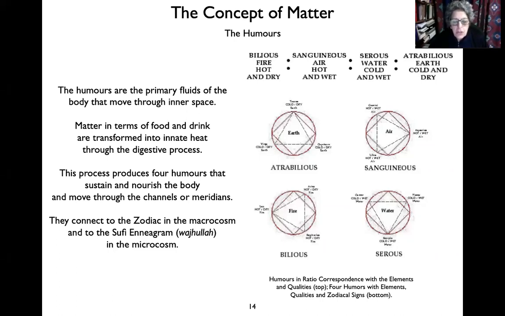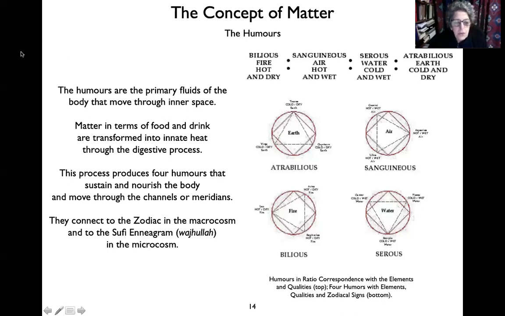But in the traditional world, and also in Ayurvedic medicine and Chinese medicine, these are still very important elements that need to be considered by the dietitian, by the person who's diagnosing the illness, whatever the illness happens to be. So the humors are the primary fluids of the body that move through the inner space of our body. Matter in terms of food and drink are transformed into innate heat through the digestive process.